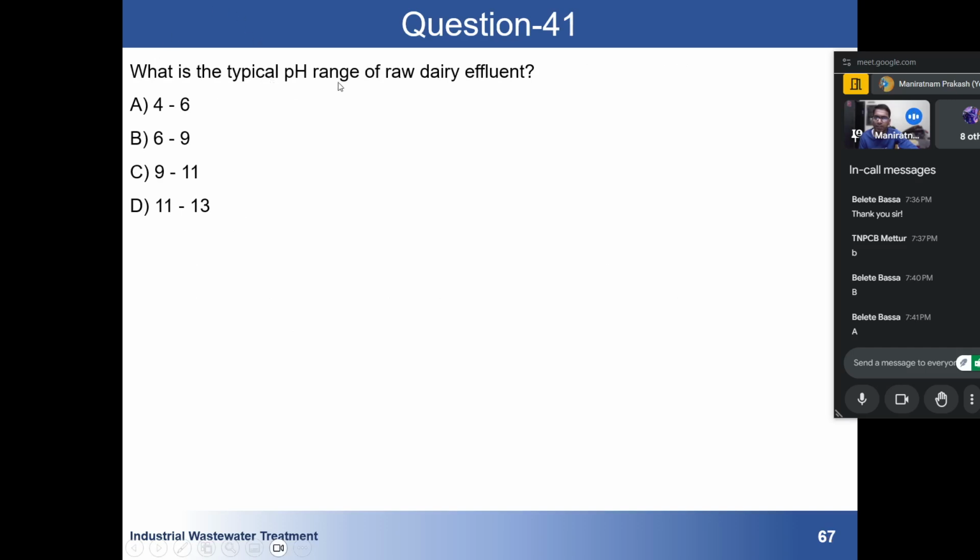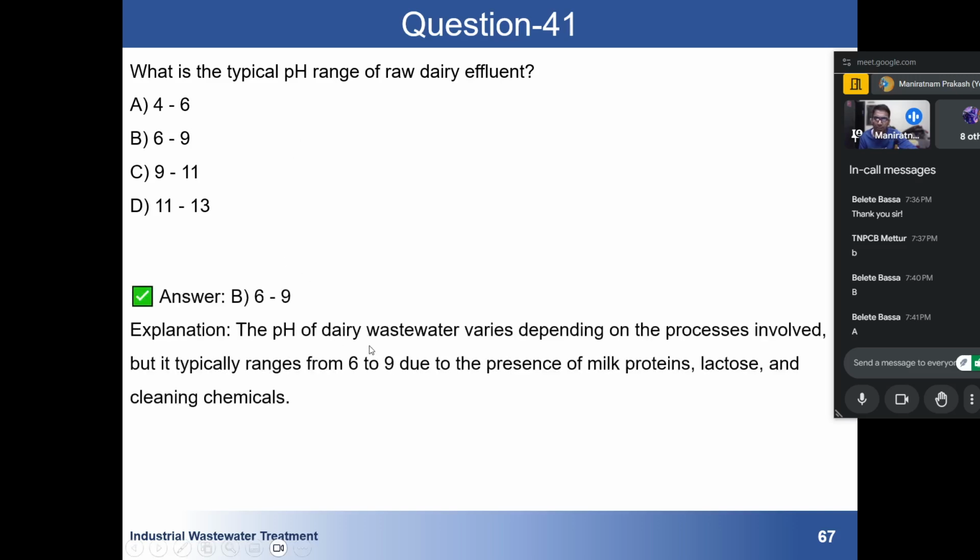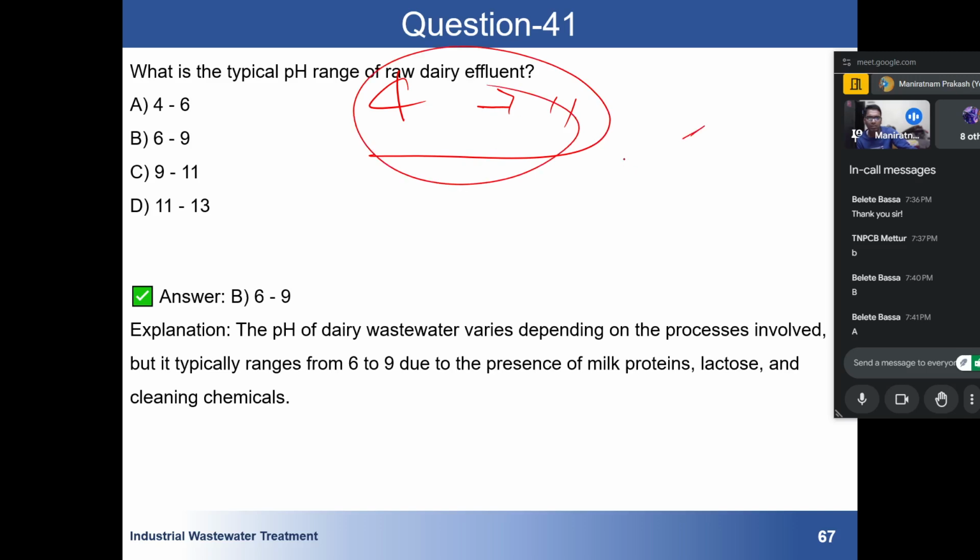What is the typical pH range of raw dairy wastewater? We have this also; this is the raw dairy influent. There was another wastewater question that had a range between 4 to 11. Now this one is different. The pH of dairy wastewater varies depending on the conditions involved, but is generally affected by the presence of milk. It is a similar question, but as per the options we have changed it. Remember the general range is 4 to 11. This question is also wrong.